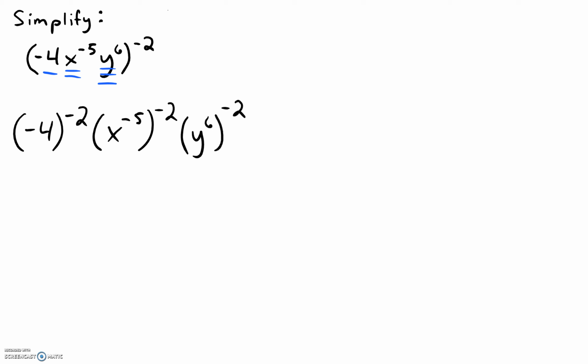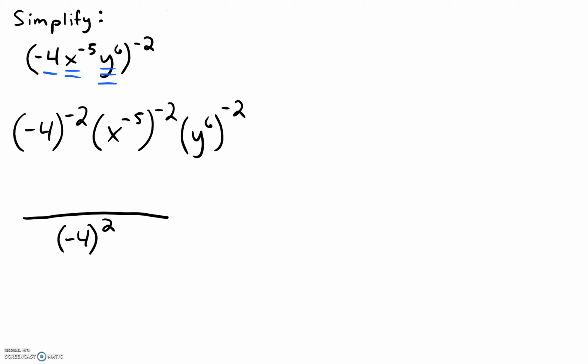Now we're going to deal with each of these differently. The first one we have is -4 raised to the -2 power. So what we're going to do is introduce a fraction. Right now it's in the numerator, so we're going to move the -4 into the denominator, and now instead of being to the -2 power, it'll be to the +2 power.